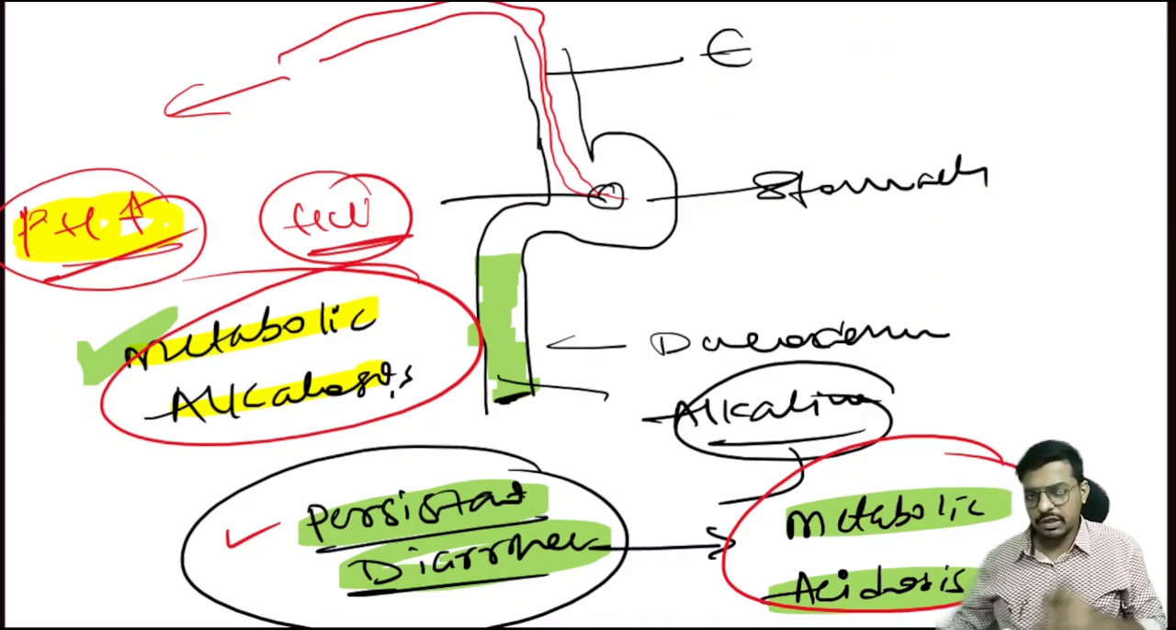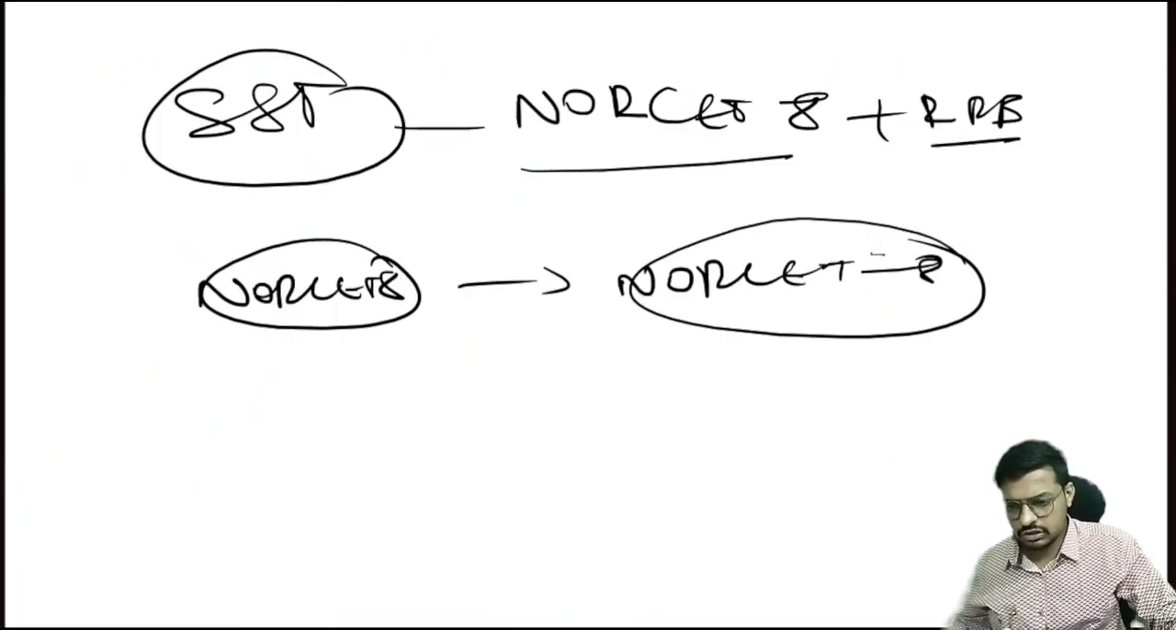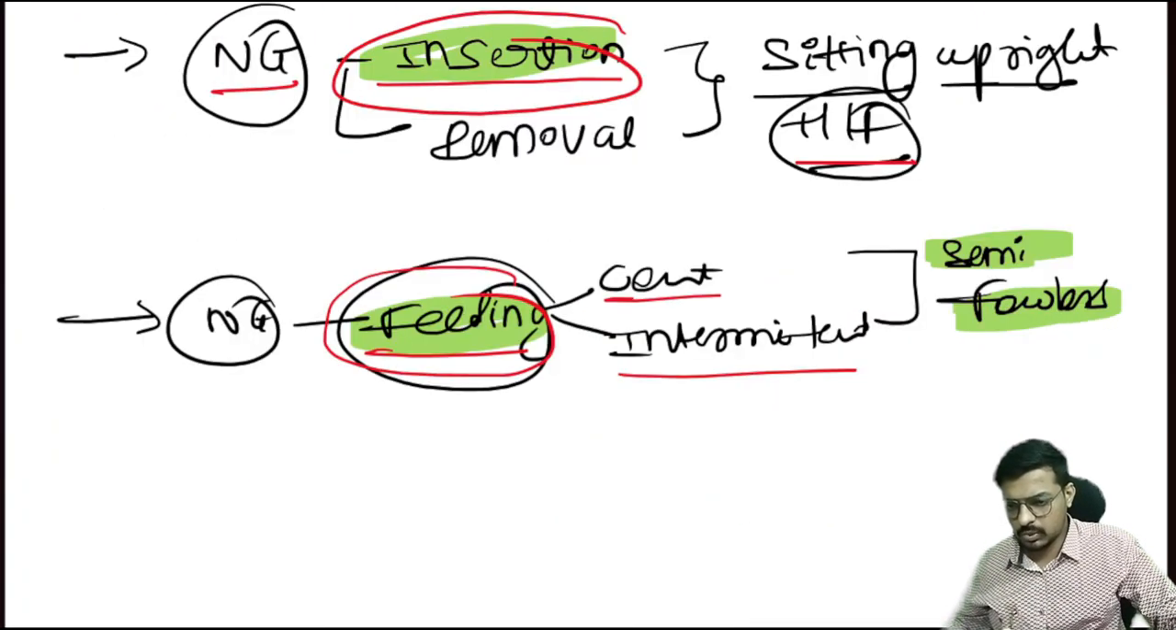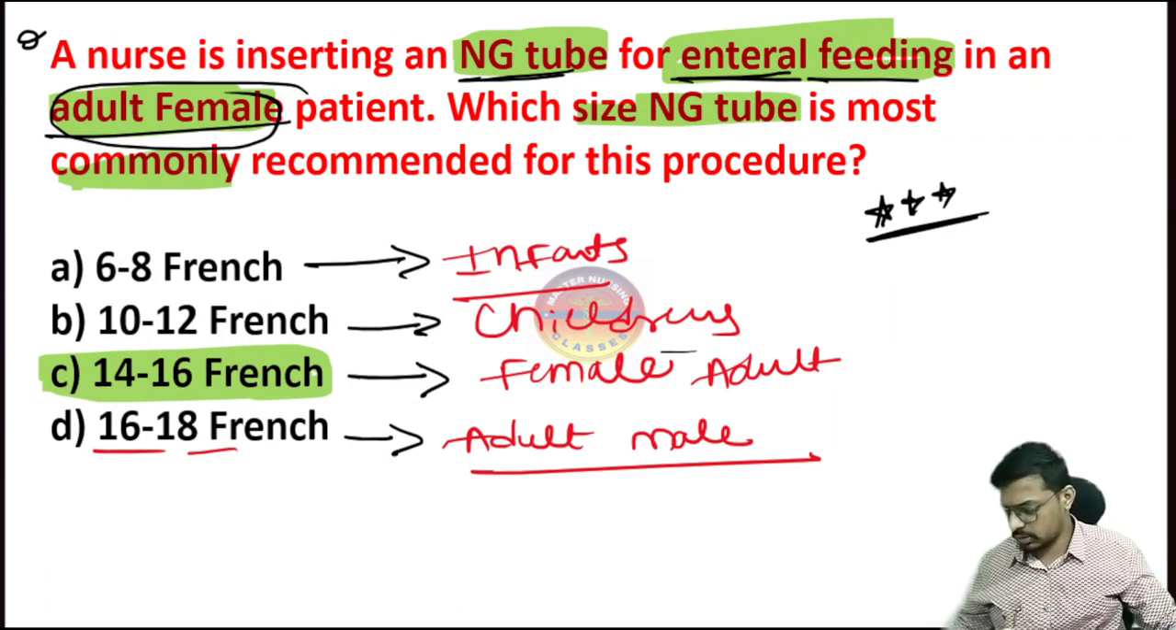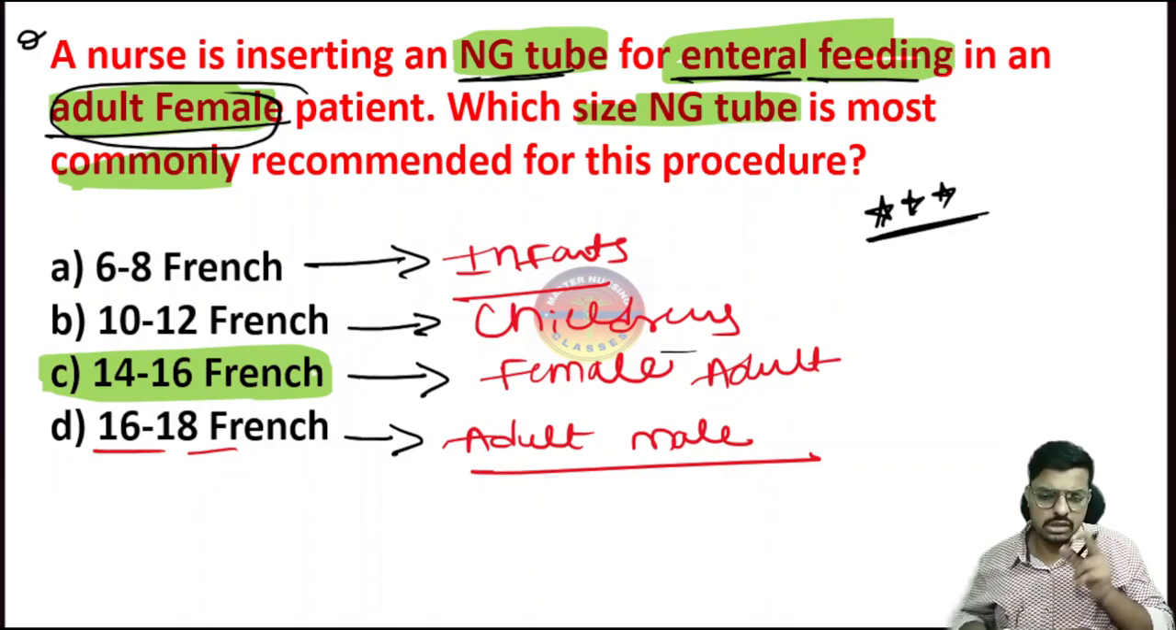Again, first question: we have discussed the size of the NG tube. The most preferred and best size of the NG tube in an infant is 6 to 8 French. Quickly revise, there is the highest chance of questions from this. The size of the NG tube in children is 10 to 12 French. In a female adult it is 14 to 16 French, and in an adult male it is 16 to 18 French.